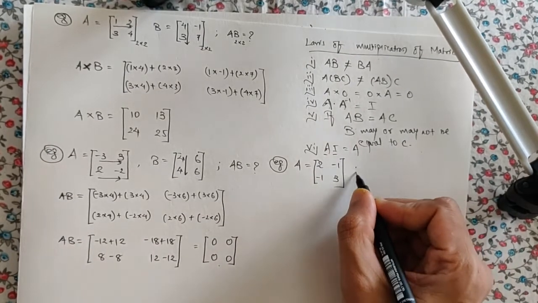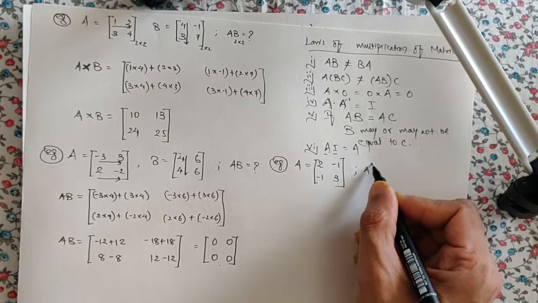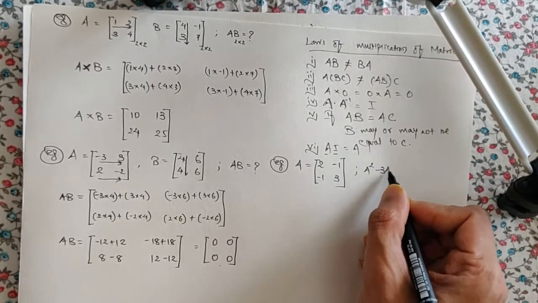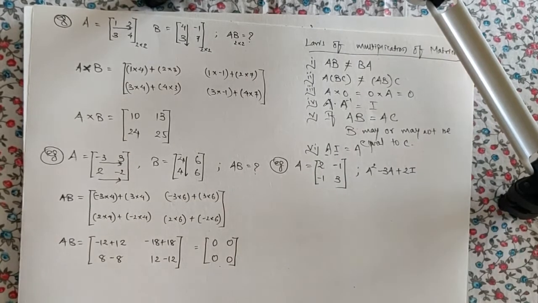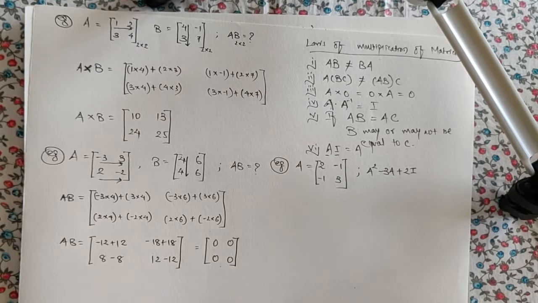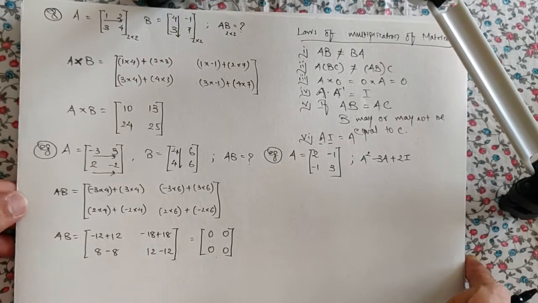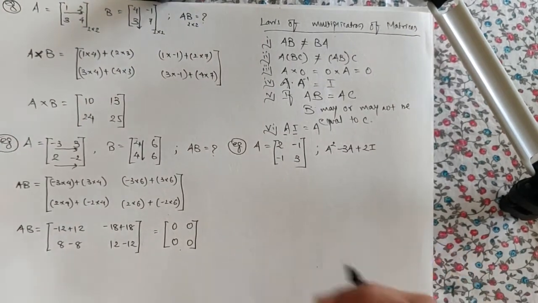You have to evaluate A square minus 3A plus 2I, where I is a unit matrix of order 2. Now what is a unit matrix of order 2? Let's first find that out.